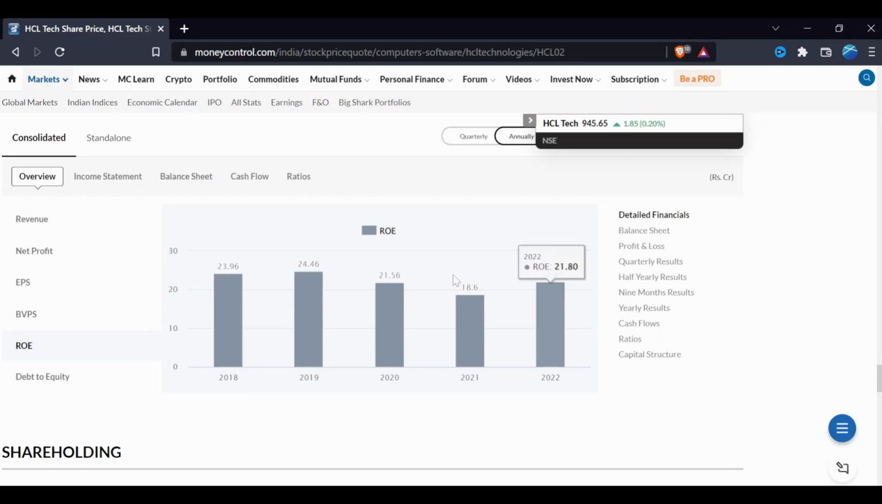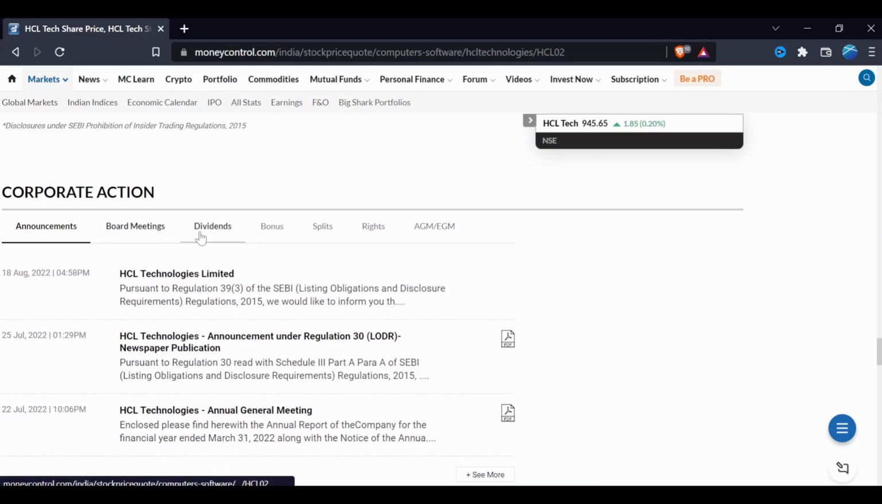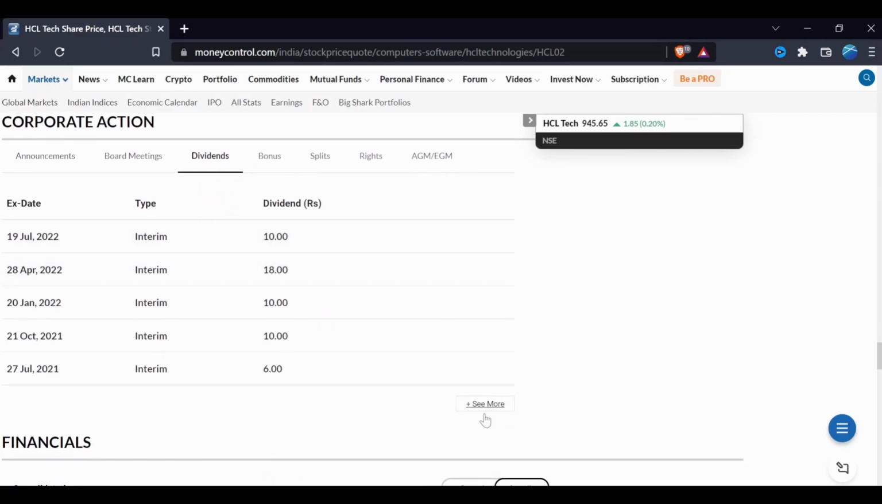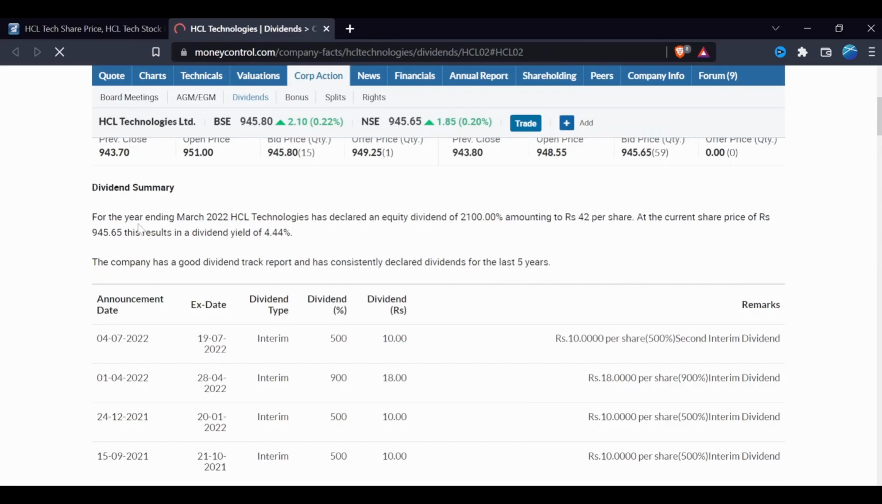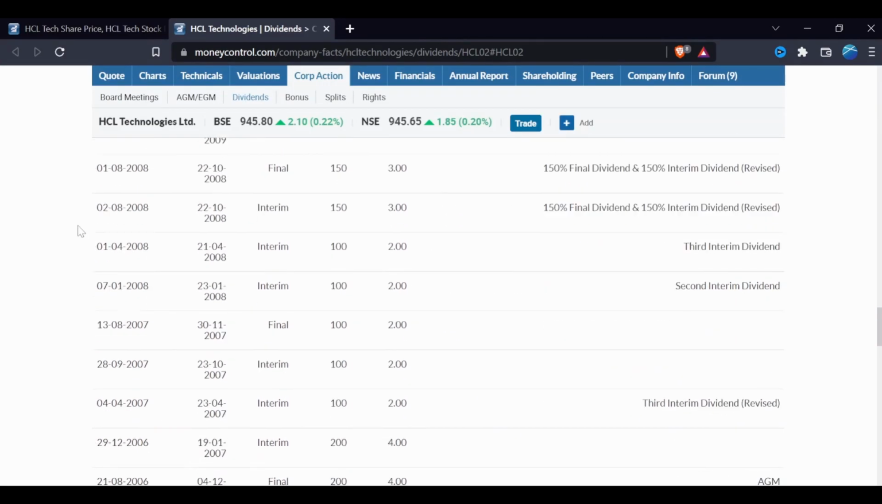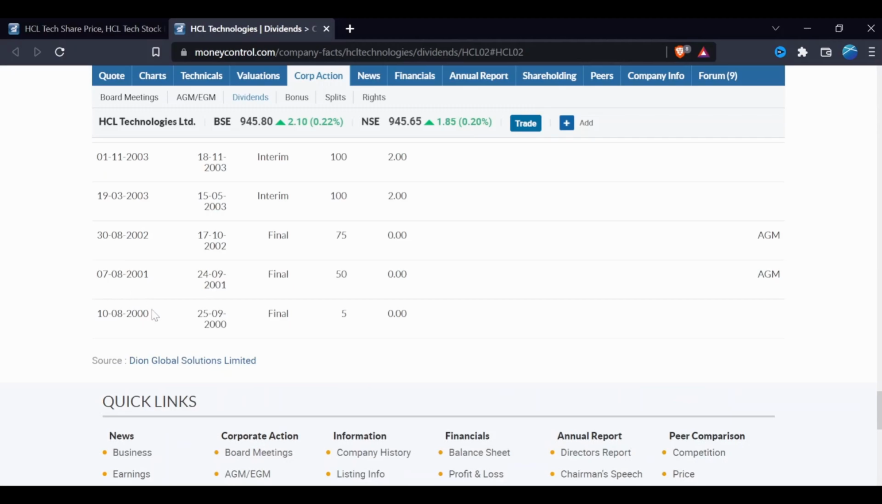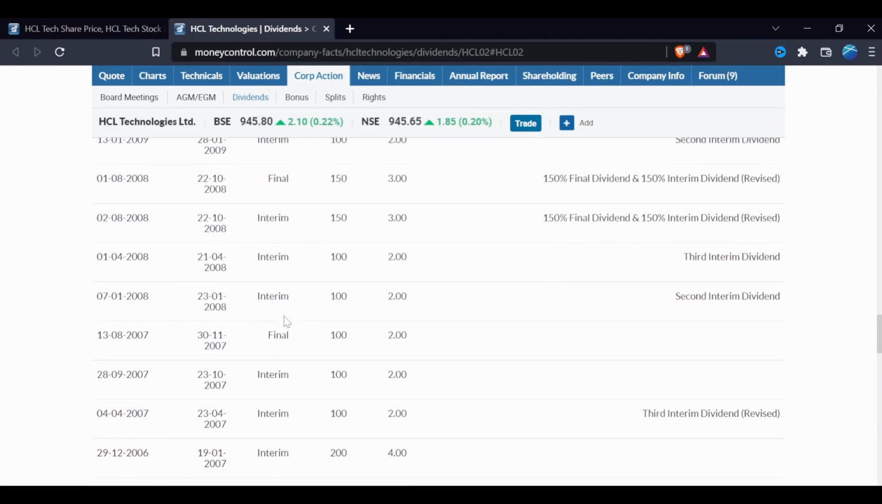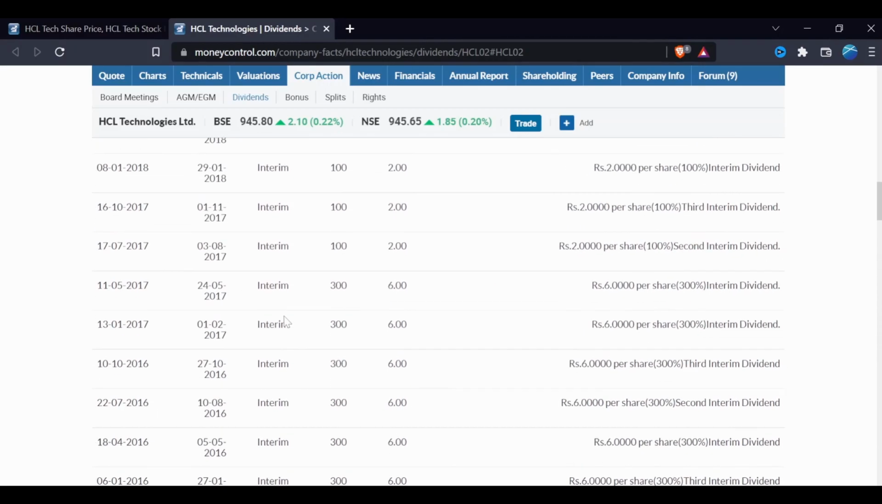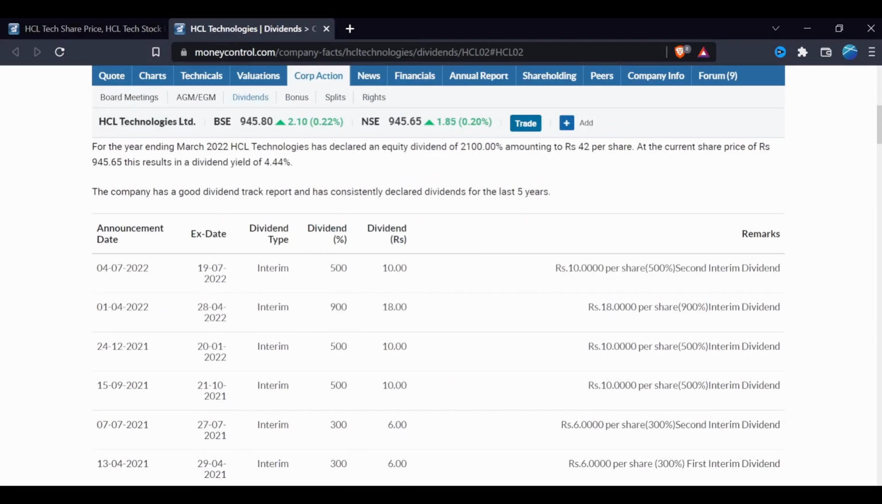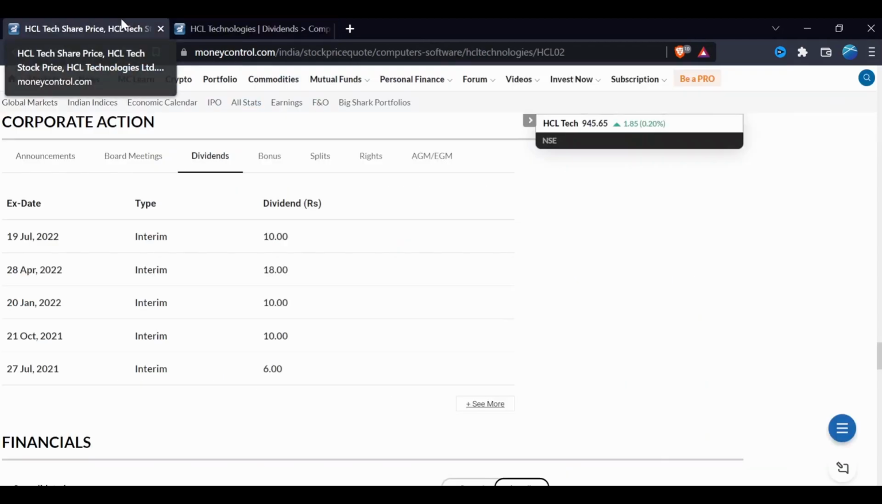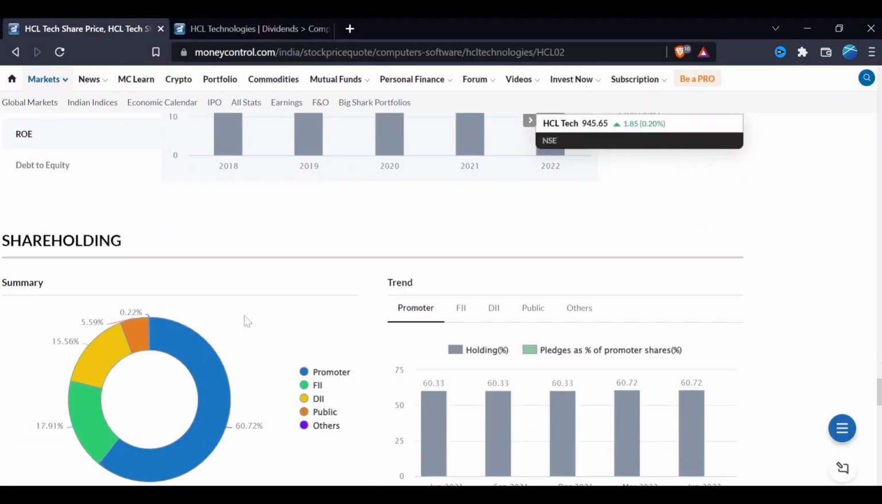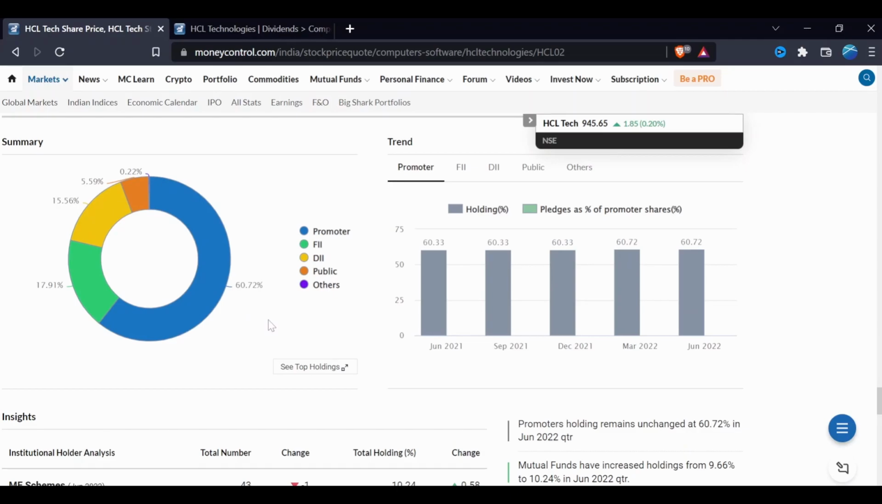Now let's get to the second step. For the second step, we need to go to corporate actions, click on dividend, and click on see more, so that we can check from which year the company has been giving dividends. As you can see, for the last 20 years this company has been giving dividends, interim and final also. That is a very good thing. And now we have passed our second step also, because the company is giving 500% dividend, which is not bad.